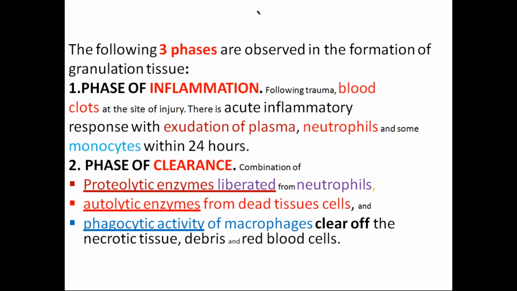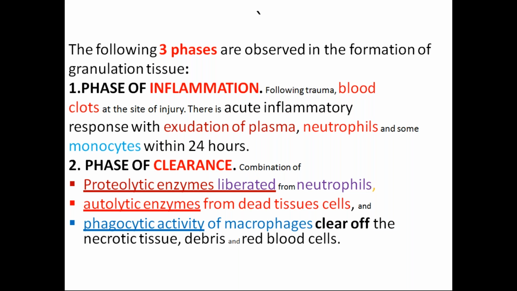The following 3 phases are observed in formation of granulation tissue. Phase of inflammation: following trauma, blood clots at the site of injury, and there is an acute inflammatory response with exudation of plasma, neutrophils and some monocytes within 24 hours. This is the phase of inflammation.